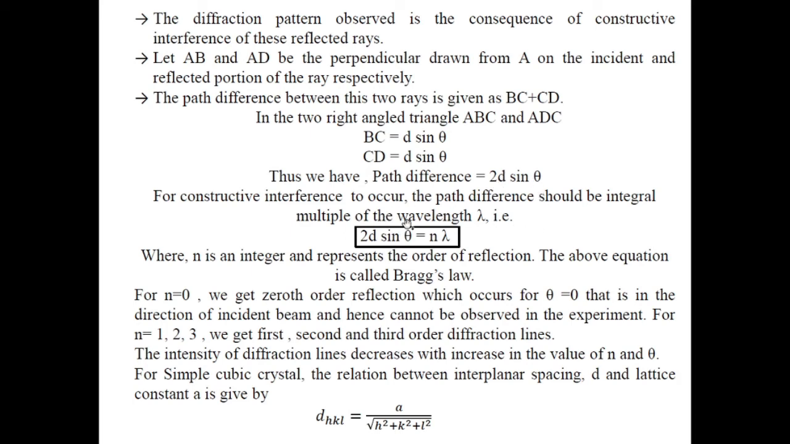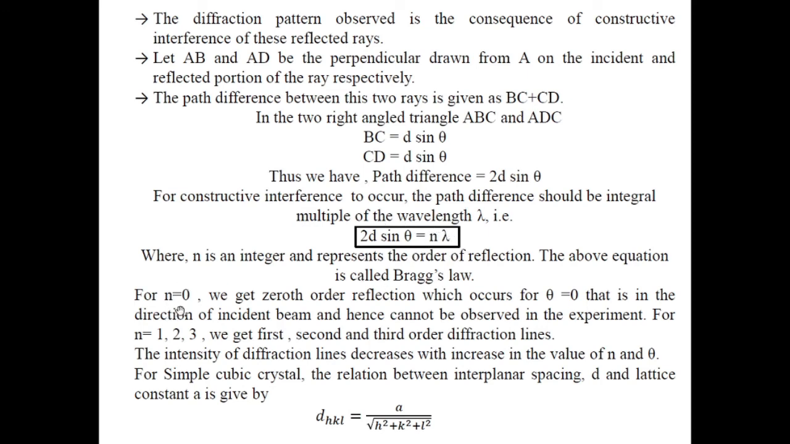Now these reflected rays will interfere constructively only when the path difference is an integral multiple of the wavelength lambda. If this path difference is an integral multiple of the wavelength, then only we can see the constructive interference on the detector. So finally we come to this condition, 2d sine theta equals n lambda. This is called Bragg's law.